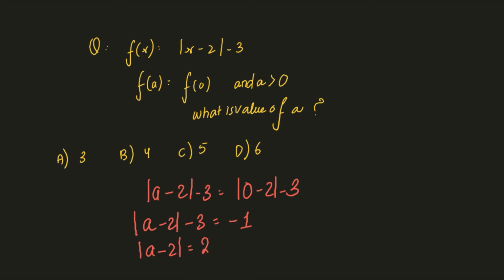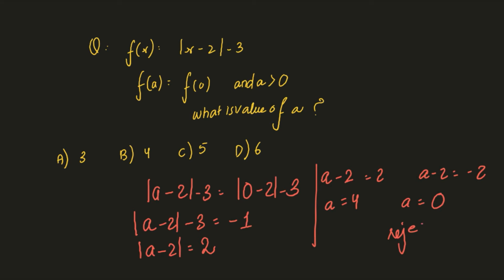So now what we're going to do is a minus 2 is either 2 or a minus 2 is equals to minus 2. So a is equals to 4 and a is equals to 0. Now since they've already told you that a is greater than 0, we will reject this and this will be the right answer. So 4 is the answer, which is B.